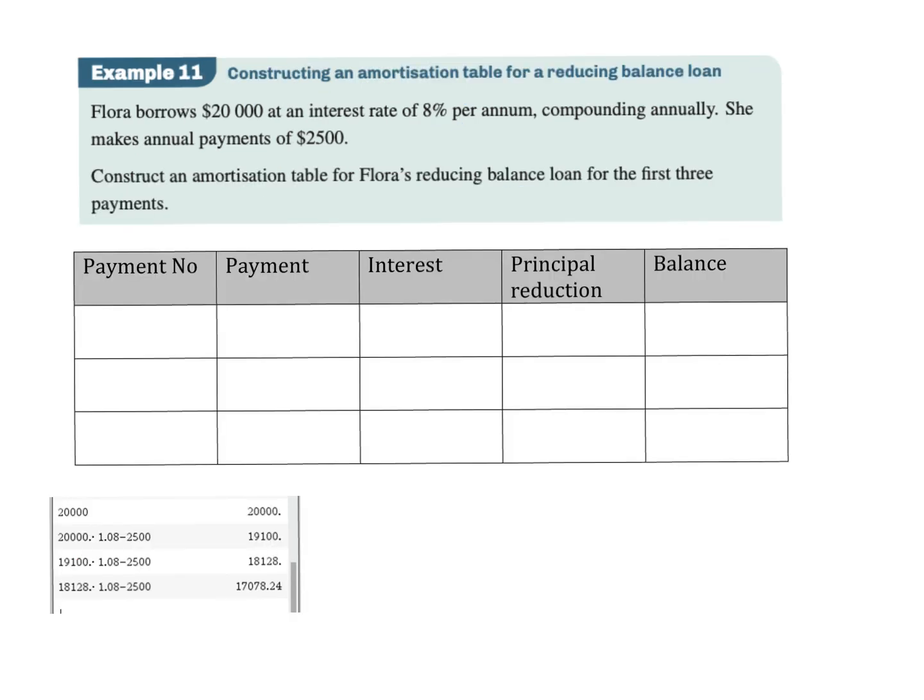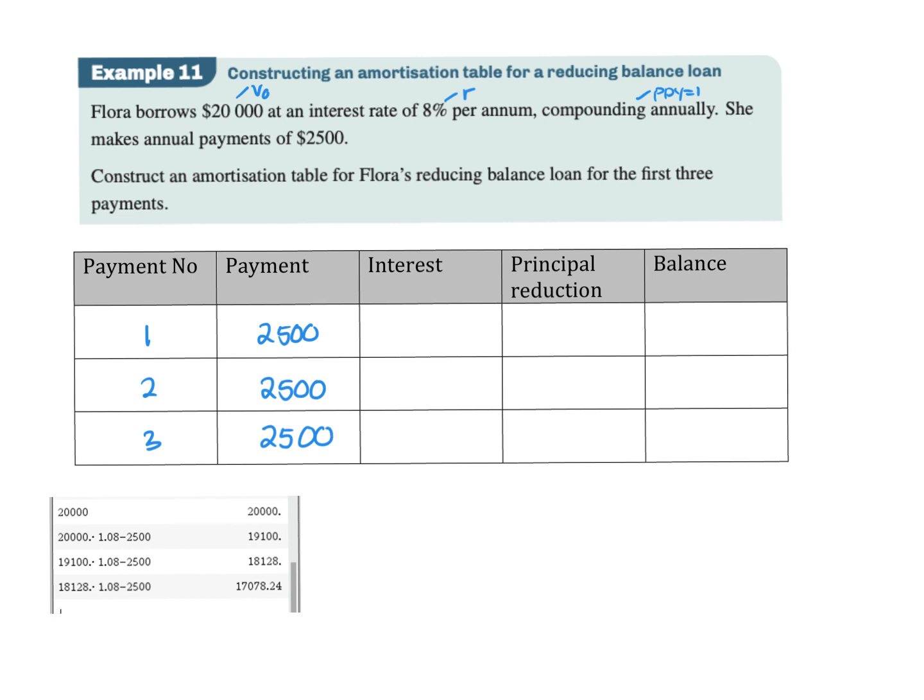All right, so let's have a look. Flora borrows $20,000 at an interest rate of 8% per annum. So we're still going on with the same thing. This is still the present value. This is still the rate. PPY is still 1. And she makes an annual payment of $2,500. So now we're going to construct our whole amortisation table using this. Remember, payment 1, we know she's always going to make that, because she's not going to ever change her payment unless they tell you. So we can fill those in like that.